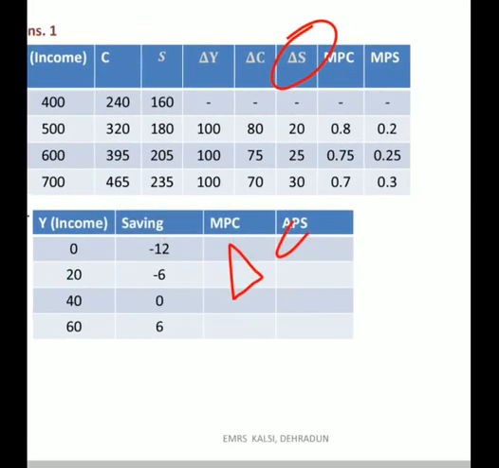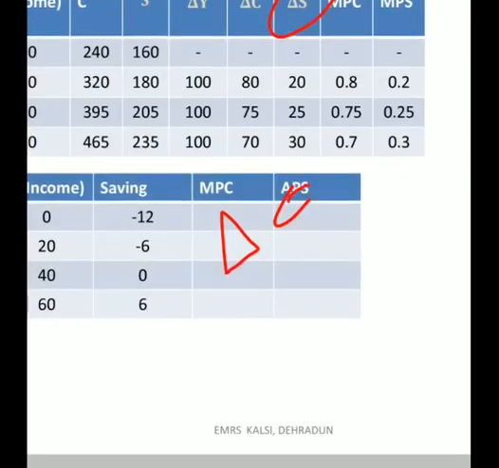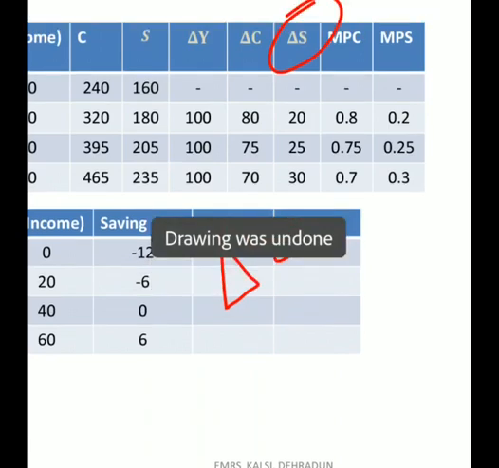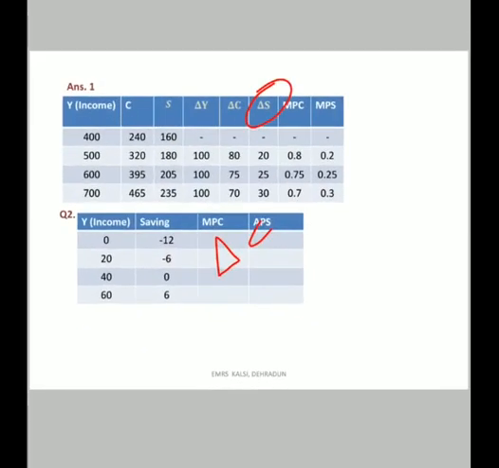Now in the same way we have to find MPS, delta S upon delta Y. So we will put the values here, delta S upon delta Y. So 20 upon 100, 0.2 will be the answer. 25 upon 100, 0.25 will be the answer. So in this way we can find the values of MPC or MPS or APS or APC. So this was our numerical.